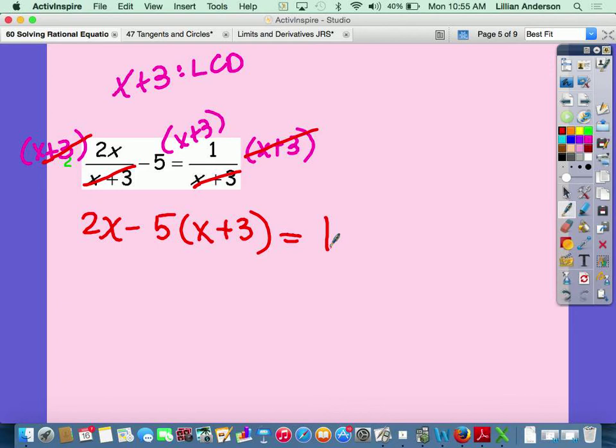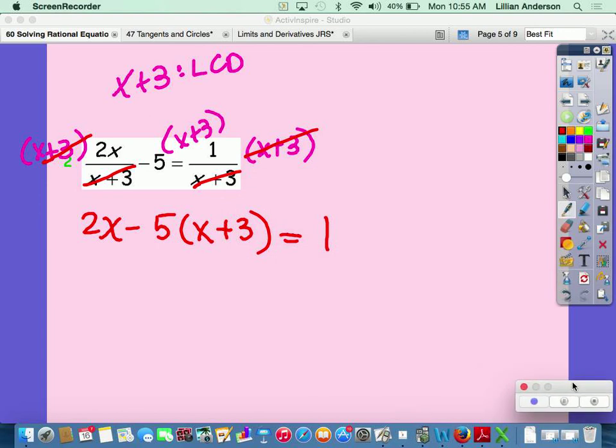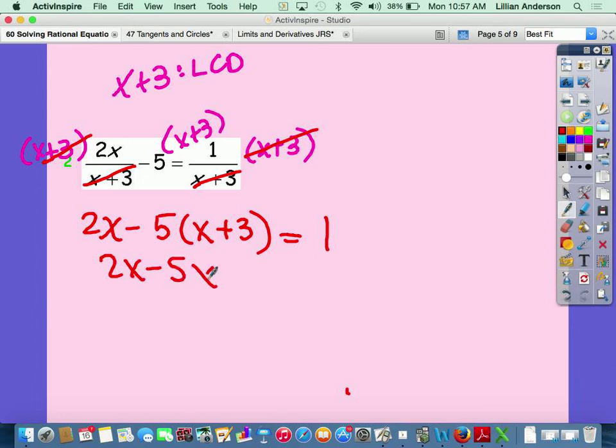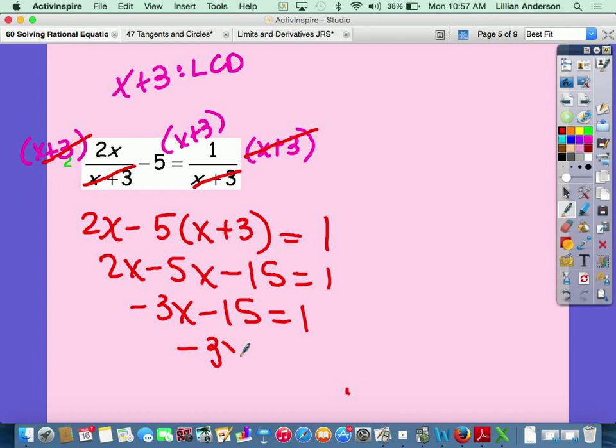And then over here, 1. Okay? Solve this out. Find x and then check it. What did you guys get x to be? I got negative 16 over 3. Very good. It should have been negative 16 over 3. Make sure you carry that negative over with the 5. When you combine like terms, it's negative 3x minus 15 equals 1. Add 15, divide by negative 3.